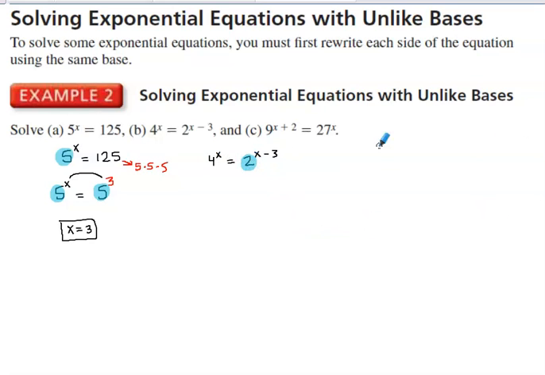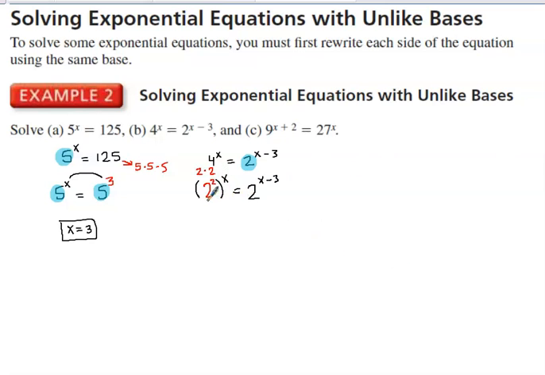So I look at the 4. The 4 can be rewritten as something to the power of x with a base of 2. I want a base of 2 because on the right side I have a base of 2. 4 is 2 times 2, or 2 squared.